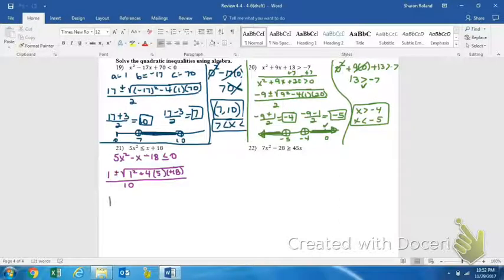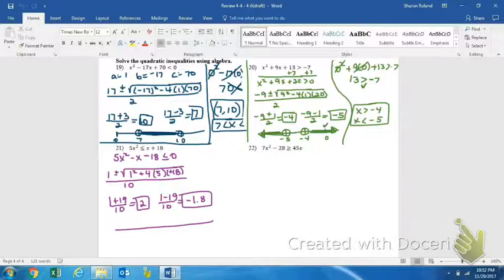So you're going to have 1 plus 19 over 10, and 1 minus 19 over 10. Okay, 1 plus 19 is 20, divided by 10 is 2. 1 minus 19 is -18, divided by 10 is -1.8. So those are our boundaries.